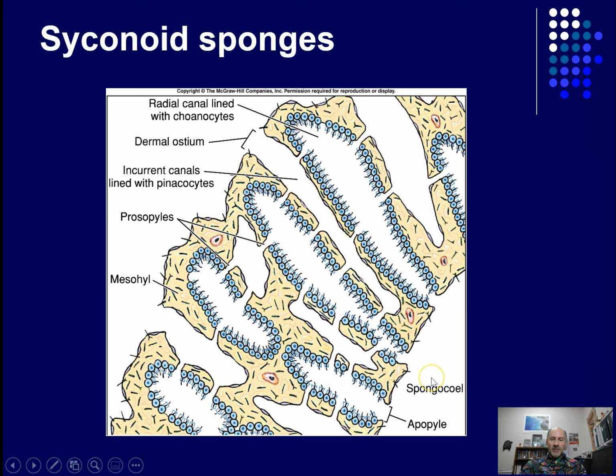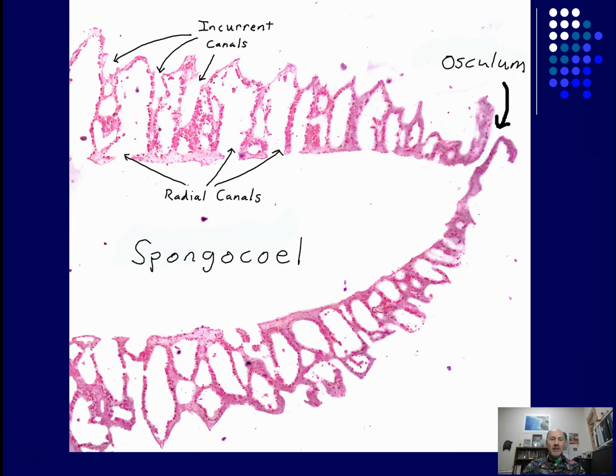All right, so this is actually the kind of specimen that you're going to spend the most time viewing in lab, so I do have a preview of what you're going to be looking at. Here is a longitudinal section of one of these siphonoid-type sponges. And again, you can see I've labeled up here in-current canals.